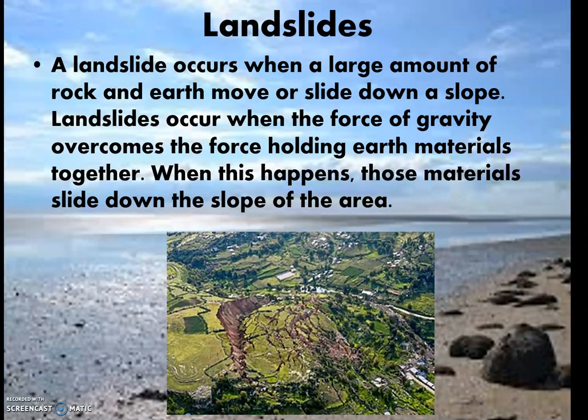All right, so the second part of lesson 5.12 is landslides. Landslides occur when a large amount of rock and earth move or slide down a slope. Landslides, the name tells you what it is. So it occurs when the force of gravity overcomes the force holding earth materials together. When this happens, those materials slide down the slope of the area.